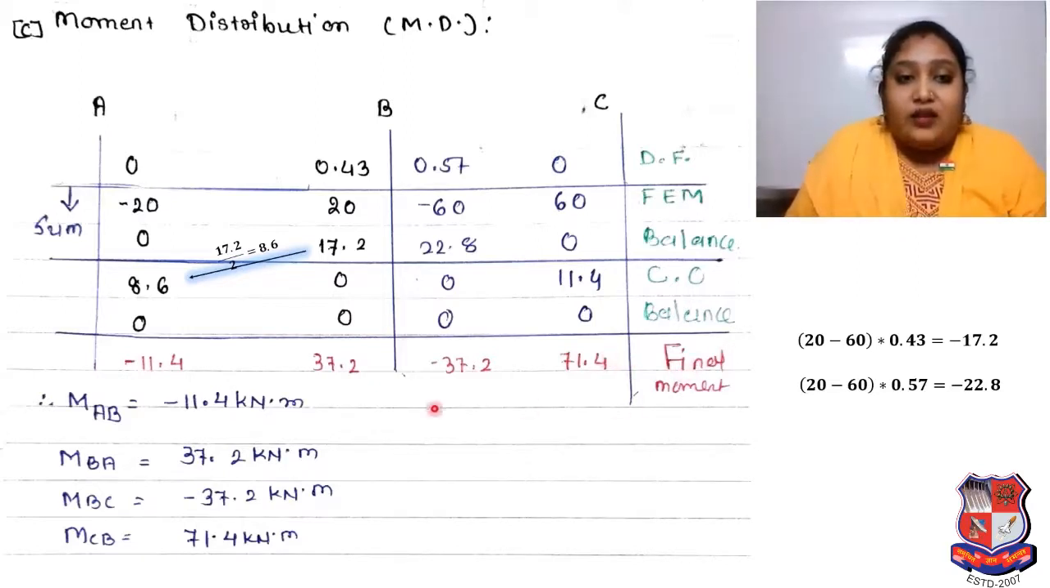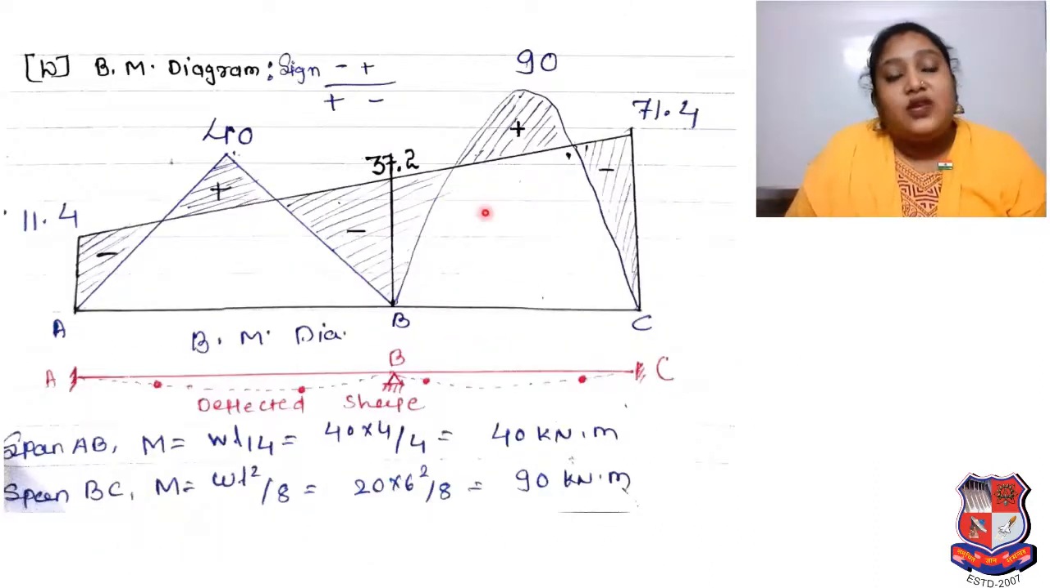So for the final moments, we have to mention: moment at AB is minus 11.4 kilonewton meter, moment at BA is 37.2 kilonewton meter, moment at BC is minus 37.2 kilonewton meter, moment at CB is 71.4 kilonewton meter. That calculation I have shown, so no need to worry or get any confusion. Just more and more practice is required to understand. Now we have to prepare the bending moment diagram.